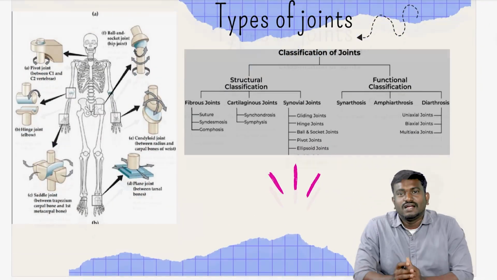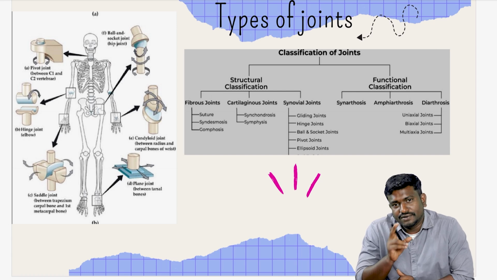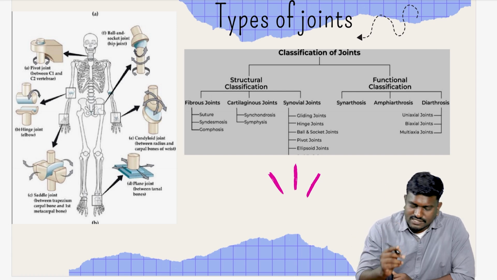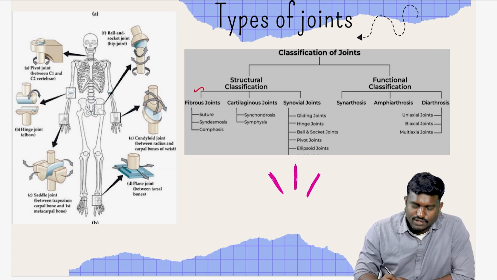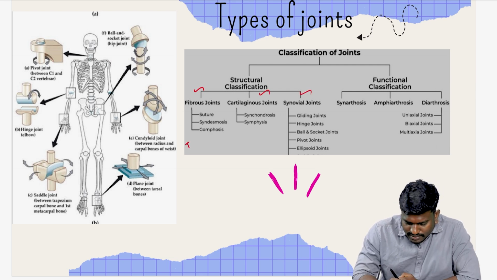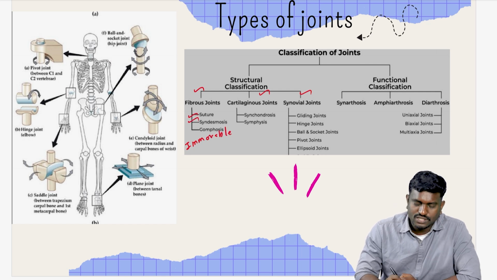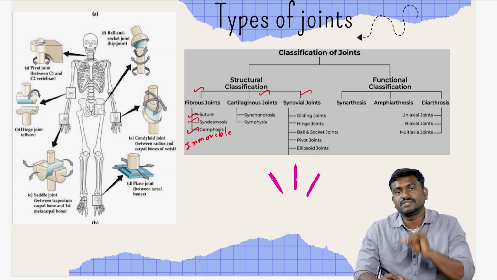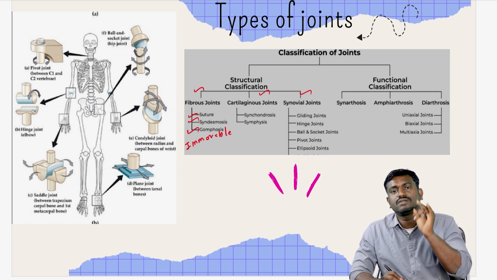Now, types of joints, they are classified into structural and functional ones. Structural ones are going to be very important. They are going to be fibrous, cartilaginous, and the synovial joints. Remember, fibrous joints are going to be what? They are immovable. They are going to be sutures, syndesmosis, and gomphosis. Let's revise. Suture, syndesmosis, and gomphosis.